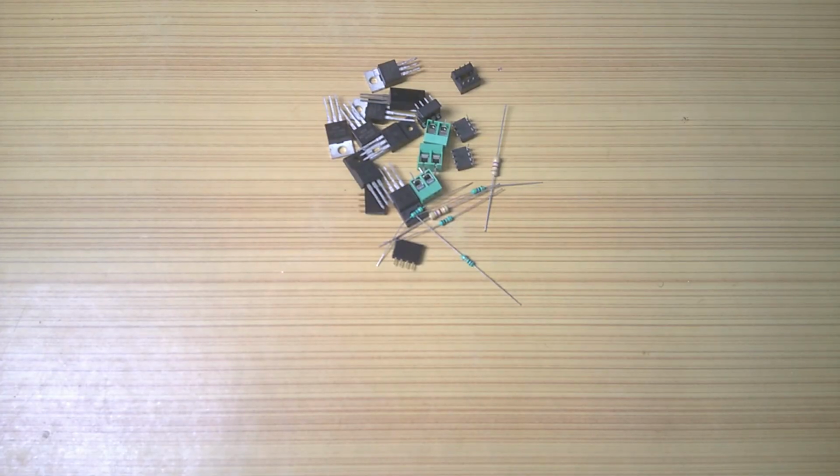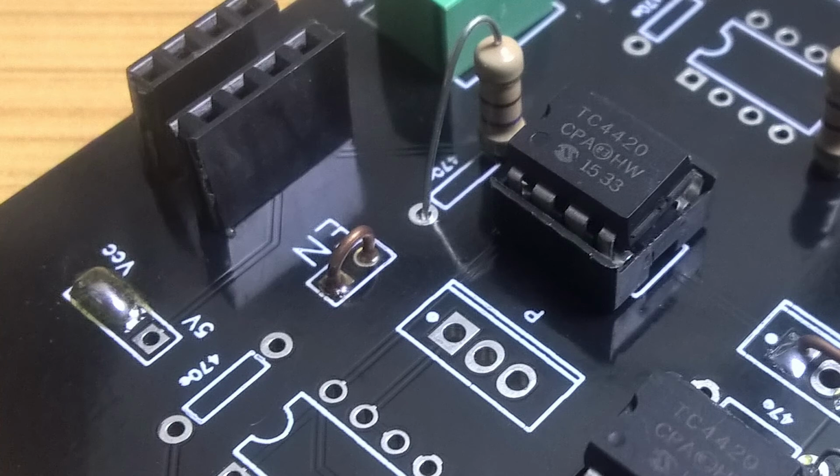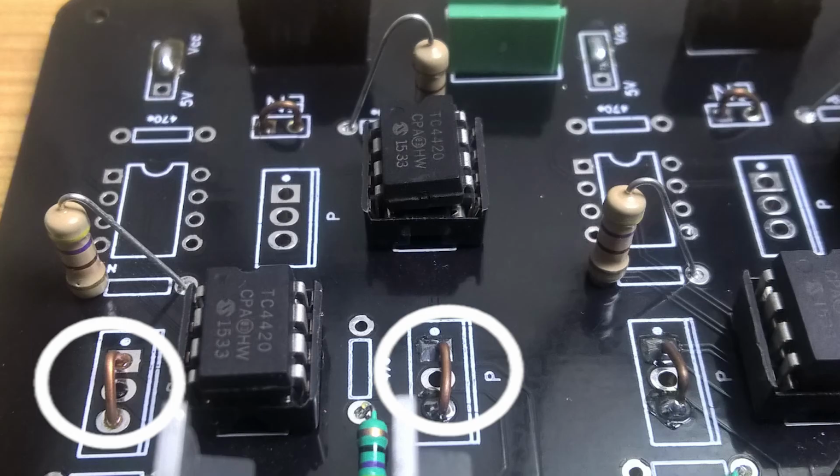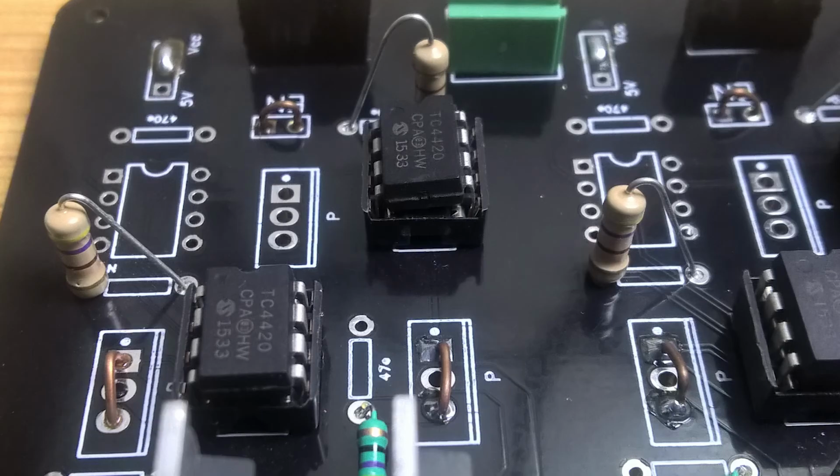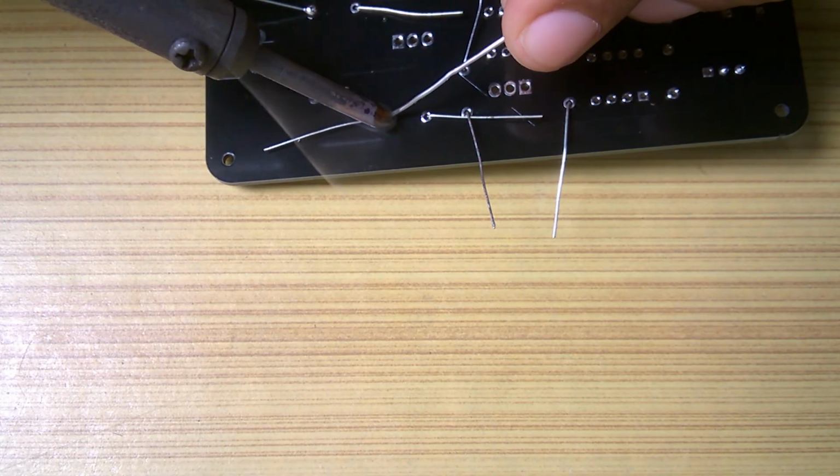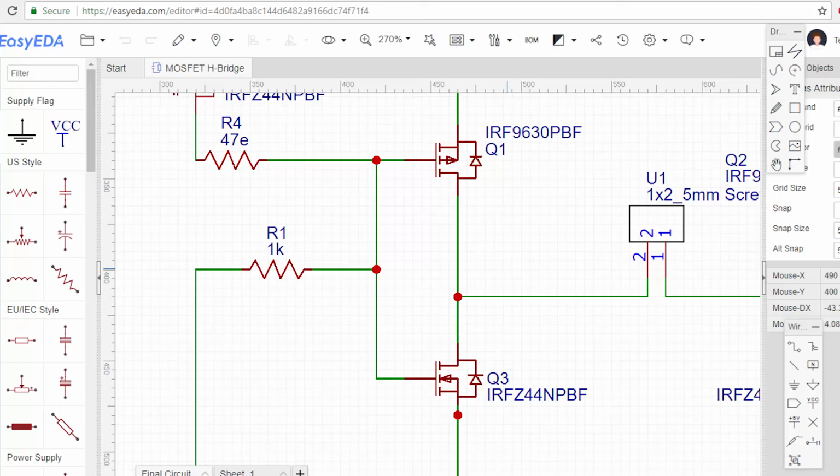So I grabbed all the components and before soldering them, I shorted the enable headers, shorted the driver supply pin to VCC as I won't be using a motor that requires more than 20 volts for now, and shorted the gate source of the extra MOSFET to bypass it.